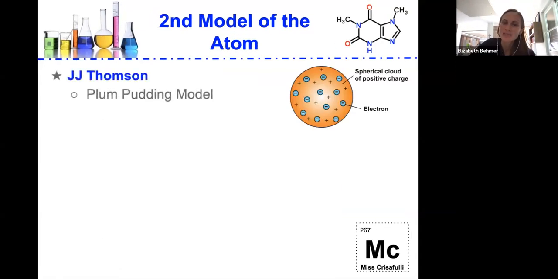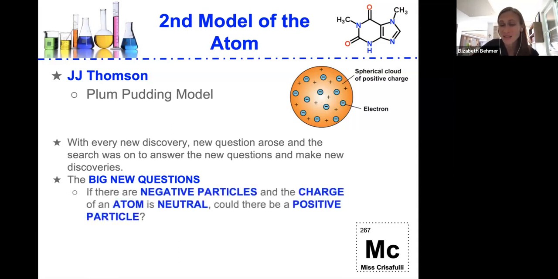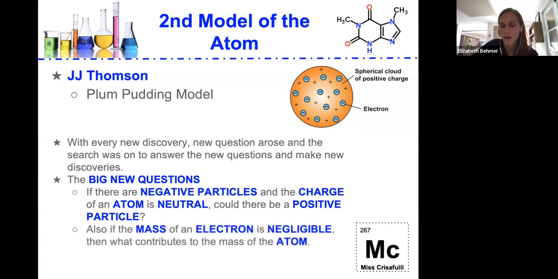So J.J. Thomson's model is known as the plum pudding model, where there's a spherical cloud of positive charge with negatively charged electrons in that cloud. With every new discovery, new questions arose, and the search was on to answer the new questions and make new discoveries. The big new question after this second model of the atom by J.J. Thomson was: if there are negative particles and the charge of an atom is neutral, then what is the positive particle and what should we call it?